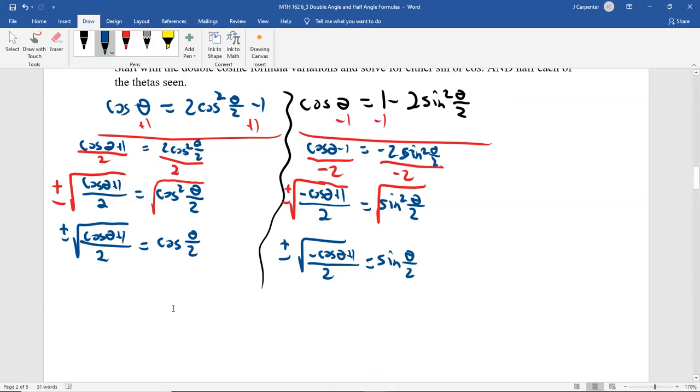Now, if you just took those two things and divided them, you'd get the tangent formula. I'm going to skip showing the work on that. I'm going to leave that as an exercise to you.